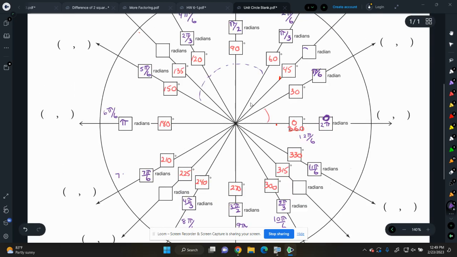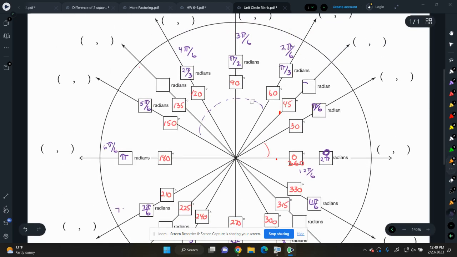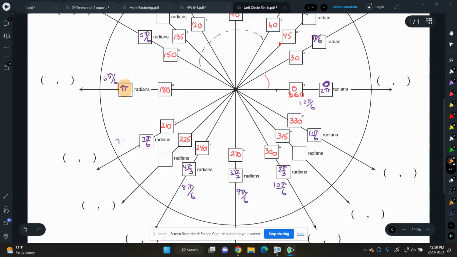Another pattern to observe is that every 60 degrees is pi over 3. So 60, another 60 degrees brings us where? 120. So now I've got 2 pi over 3s. Another 60 degrees brings us down here. So now I have 3 pi over 3, which is pi. Right? Another 60 degrees brings us down here. So that's 4 pi over 3. And then we have 5 pi over 3. And then 6 pi over 3. Okay, so that's another way that you can do it, just by 60 degrees.